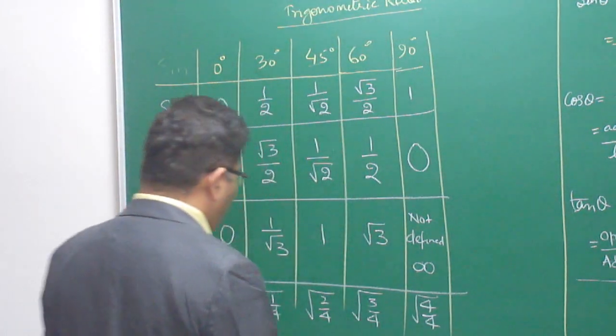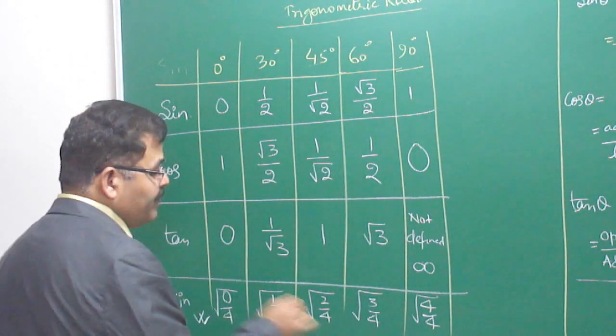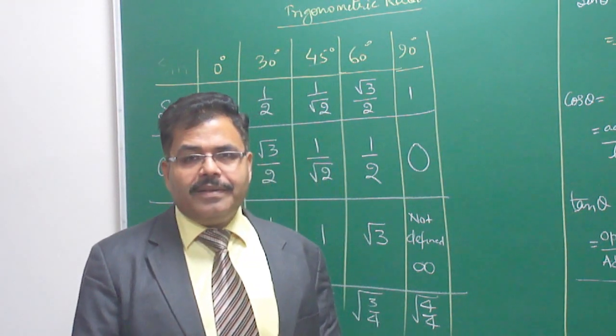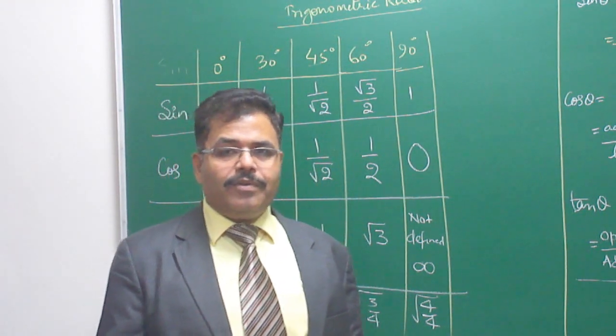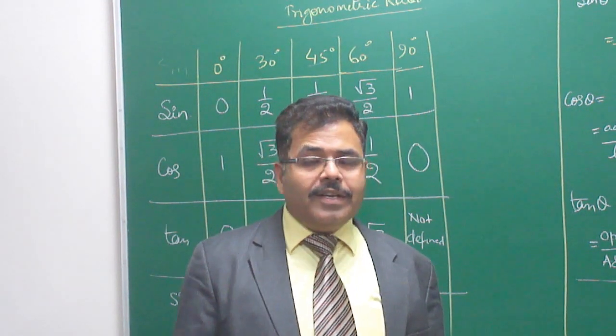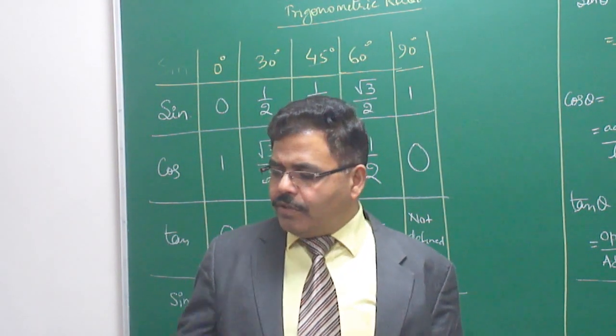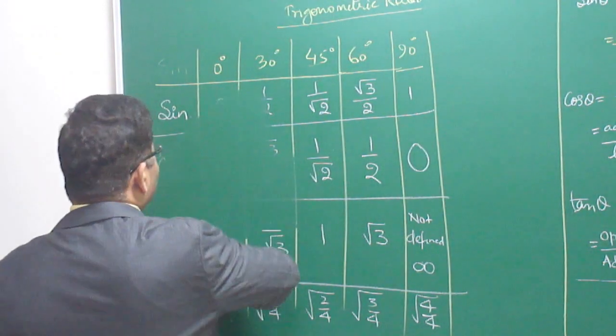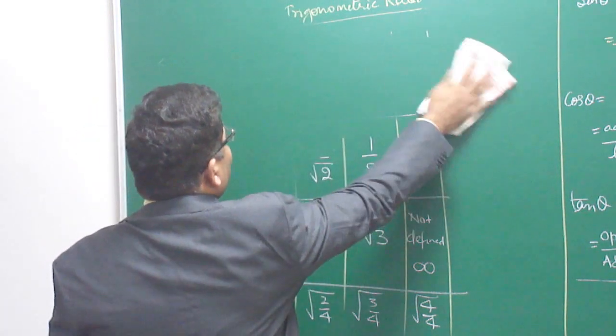But this can be used for memorizing these values, not for writing and then evaluating the values, and then you will be able to tell me what would be the value of 30 degree and 60 degree or 45 degree. So this is not like that, right? So try to understand this. And thereafter, some more things you need to do.